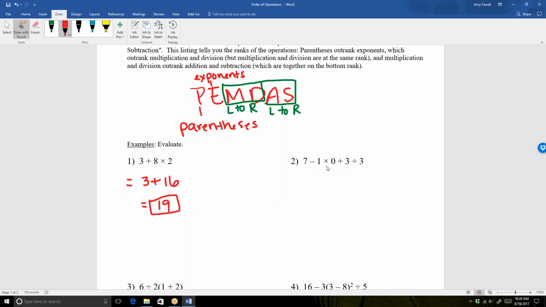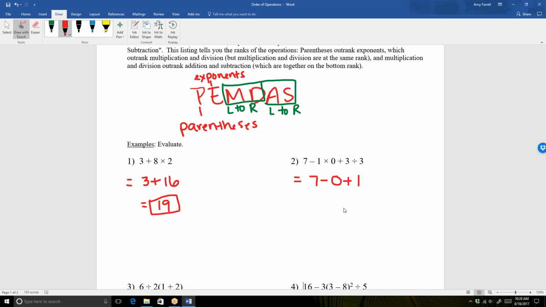So looking at this problem here, the very first thing we're going to do is the multiplication. I don't see parentheses, I don't see exponents, so now I'm jumping to multiplication and division. It's done from left to right. So we're going to multiply first here. Second, we're going to divide. You are welcome to do that in one step if you'd like. So I could say 7 minus, so 1 times 0 is 0, plus 3 divided by 3 is 1.